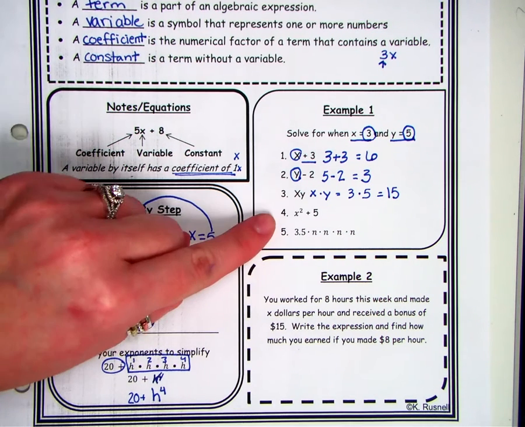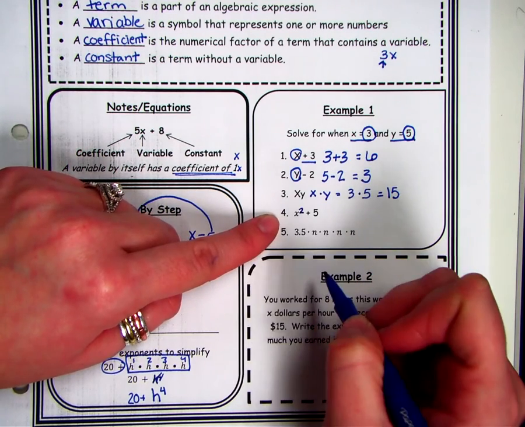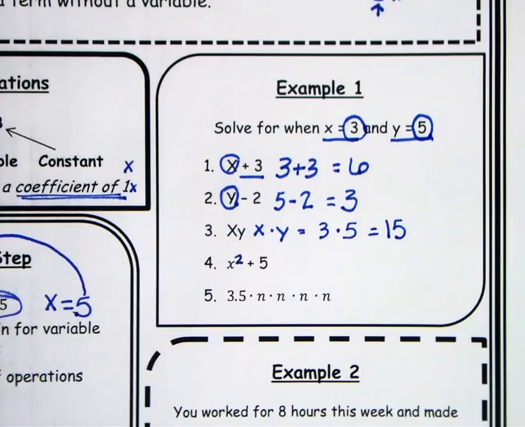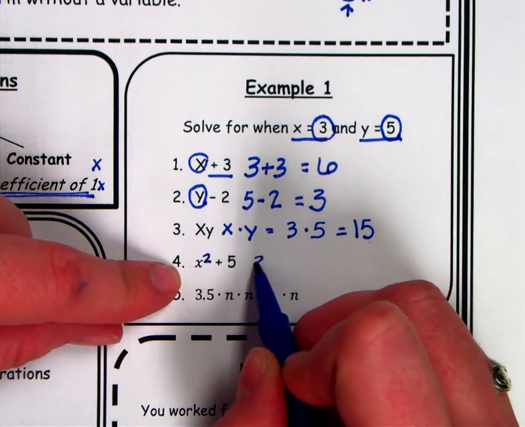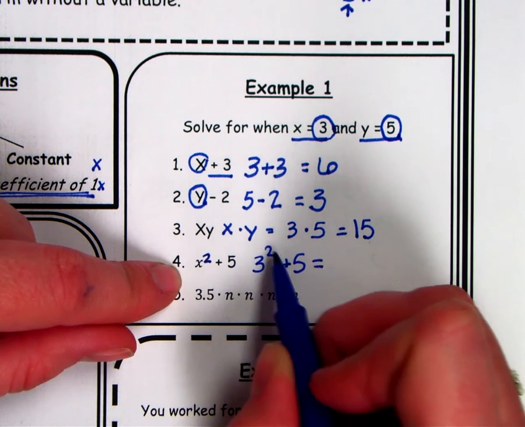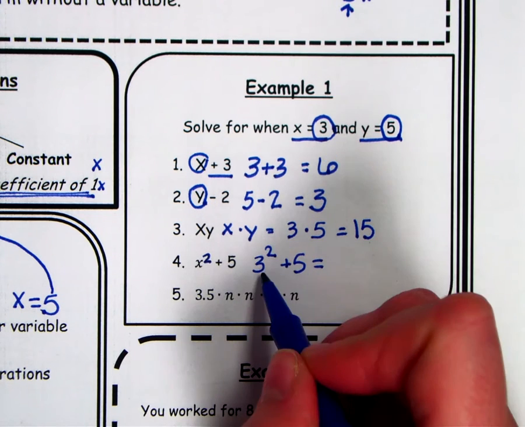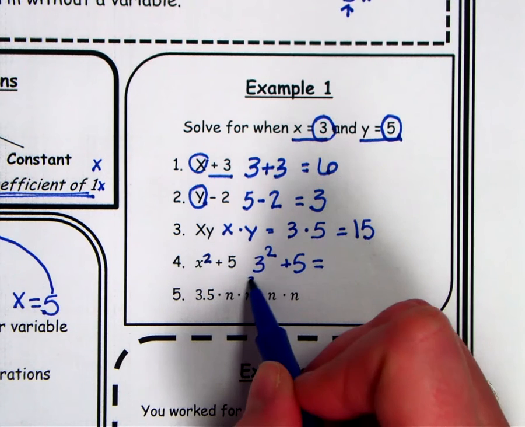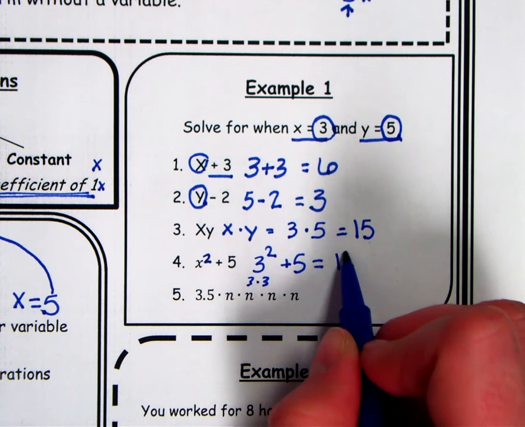Good. For number 4, I have x to the second, so I have a little 2 right here. It's a variable. See that? Now my x is 3, so I'm going to take 3 to the second plus 5. Remember, variable x is 3, so that's why 3 is here. Still keep that 2. 3 to the second is really 3 times 3. So that's 9 plus the 5 is 14.